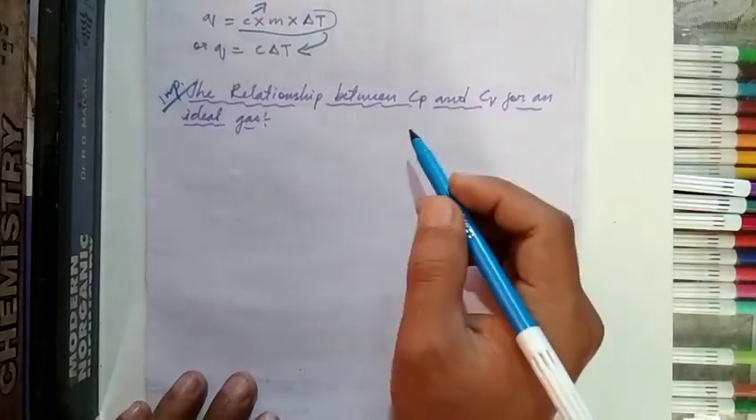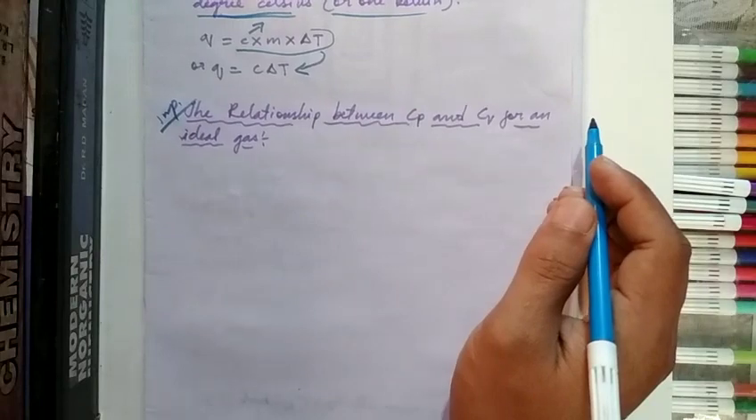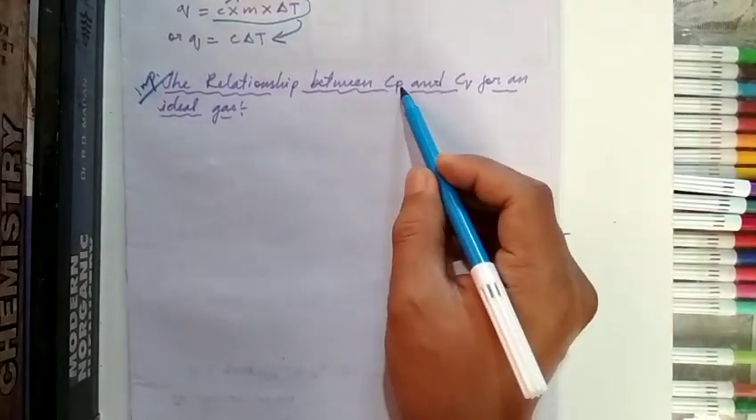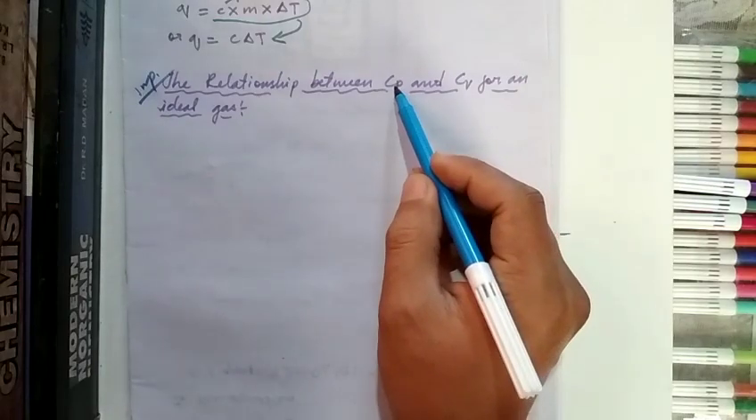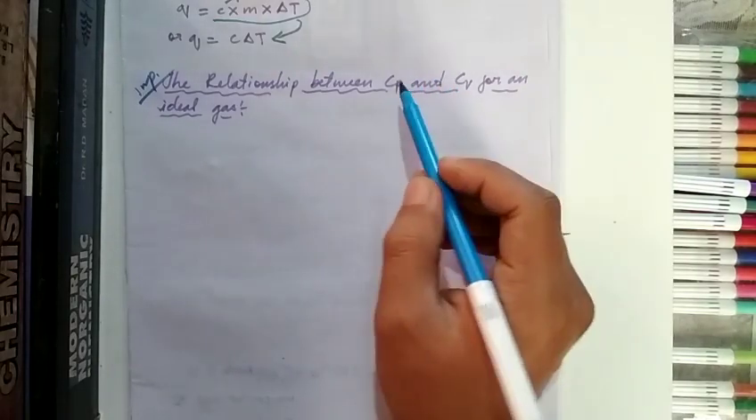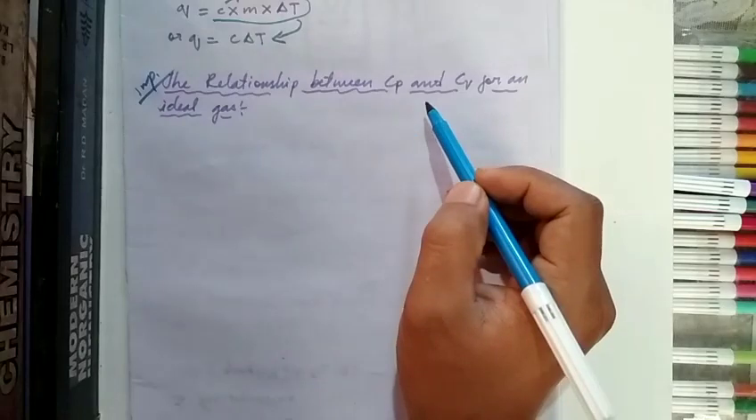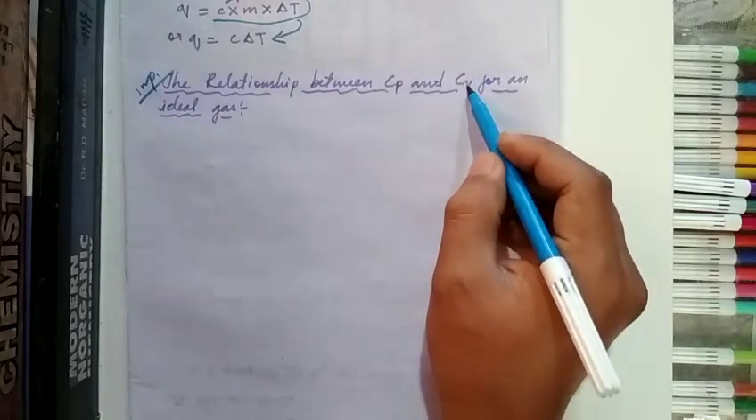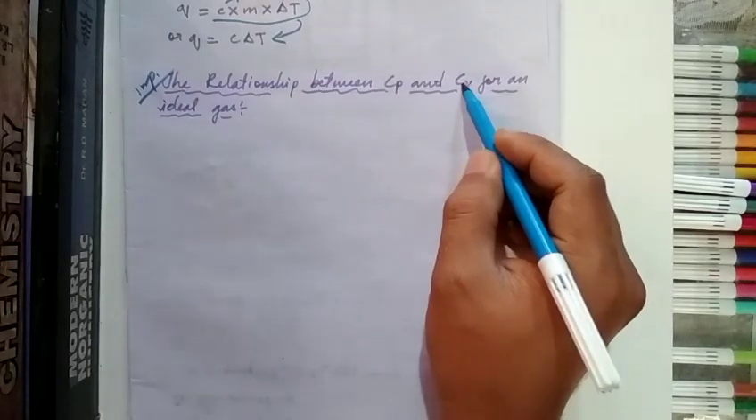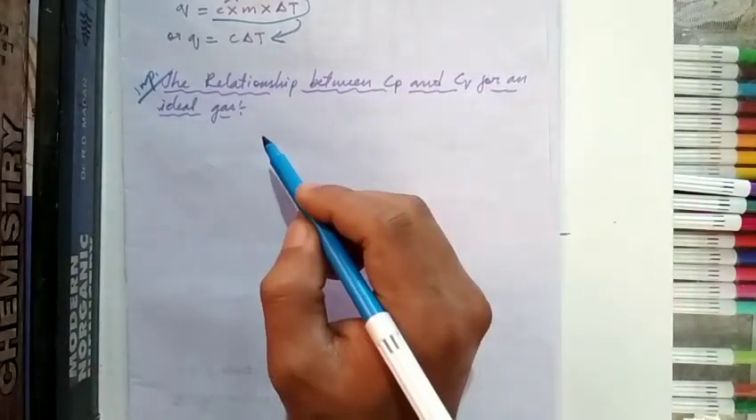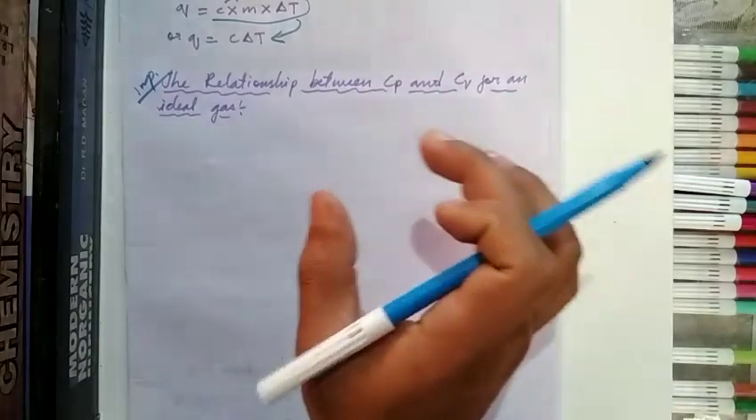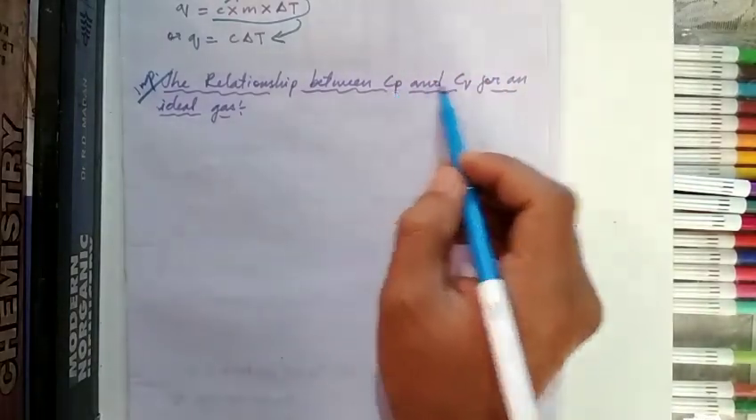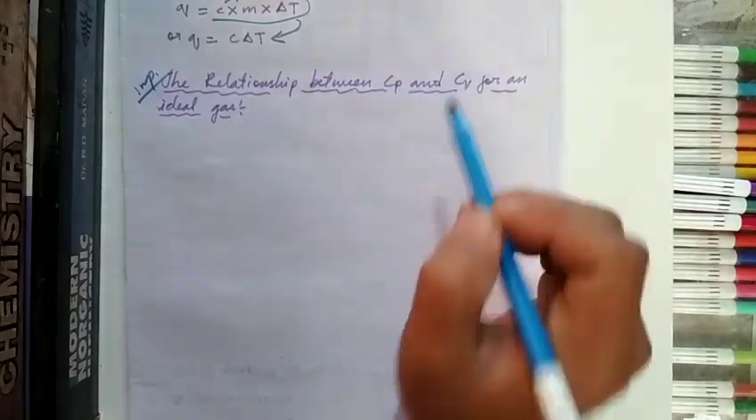So, the relationship between Cp and Cv for an ideal gas. If you have watched the previous video, Cp means heat absorbed or evolved at constant pressure, and Cv means heat absorbed at constant volume. For an ideal gas, we are going to see the relationship between Cp and Cv.